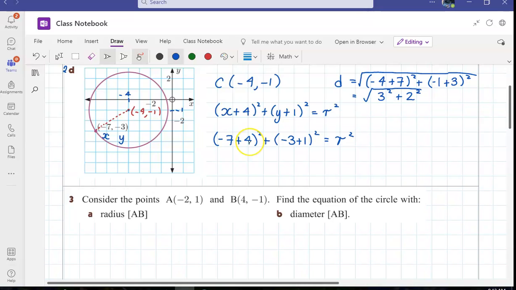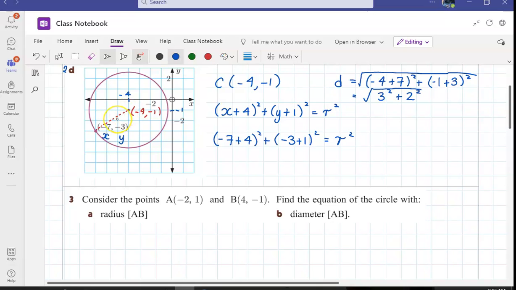What is -7 plus 4? -3 squared. Isn't that the same as 3 squared up there? And -3 plus 1. Isn't that the same as the 2 squared up there? Like, it doesn't matter if it was minus if I went the other way. So you get, does that make sense? So you don't even have to bother with the distance formula. This is the distance formula when you sub it in. The equation of a circle is technically your distance formula.